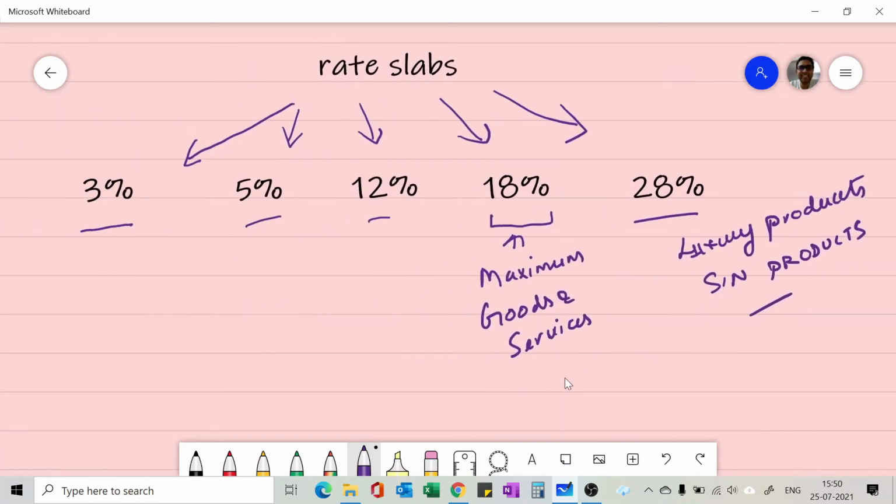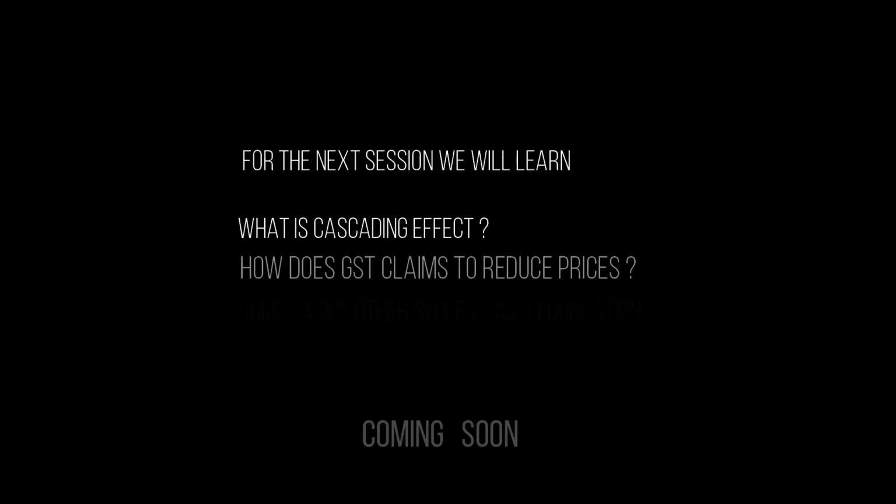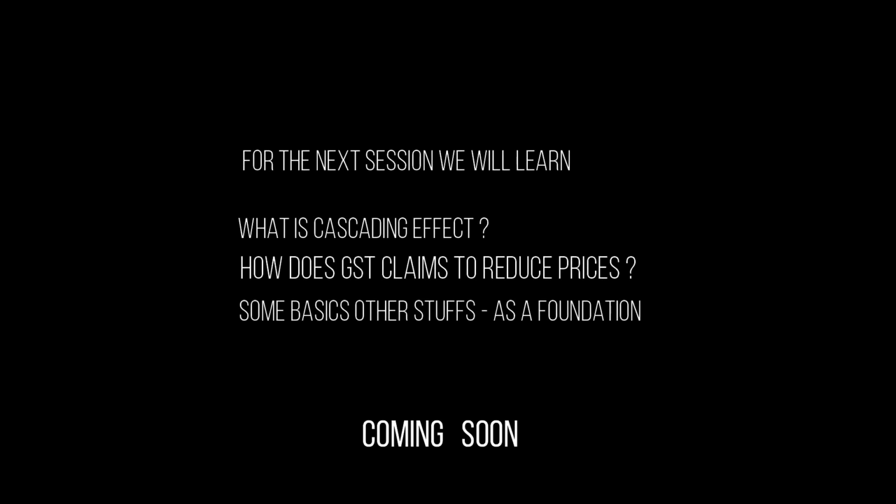Thank you for learning with me today, and let us see in the future classes. In the future classes, we'll be learning the cascading effect and how GST claims to reduce prices, and some other basic stuff as a foundation.